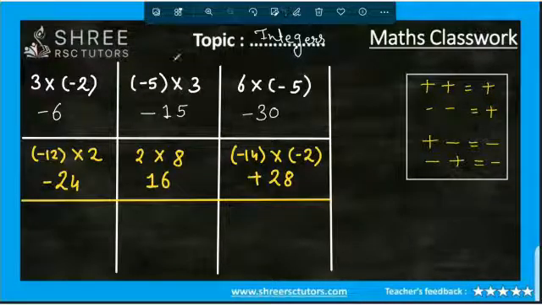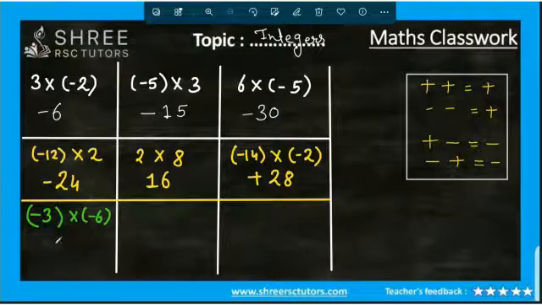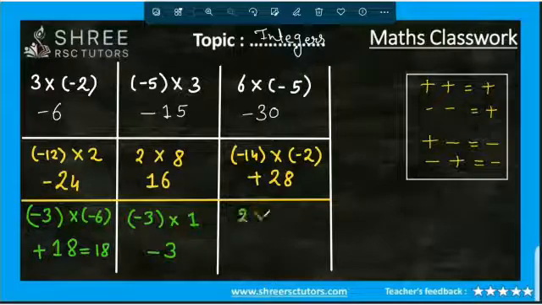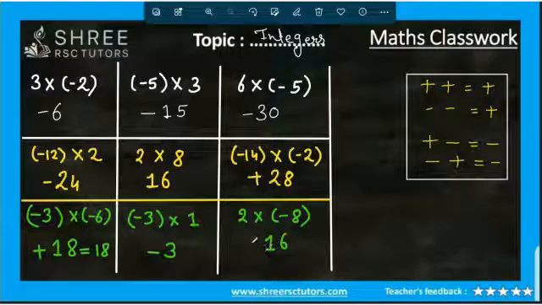It's time for the next question. If we have the question negative 3 multiplied by negative 6, then 3 multiplied by 6 is 18 and negative will become positive. However, you can just write it as 18 because the positive sign doesn't need to be mentioned. Next question is, if we have negative 3 multiplied by 1, then 3 times 1 is 3. Negative times positive is again negative. The last question is 2 multiplied by negative 8. 2 times 8 is 16, with the sign of negative again.